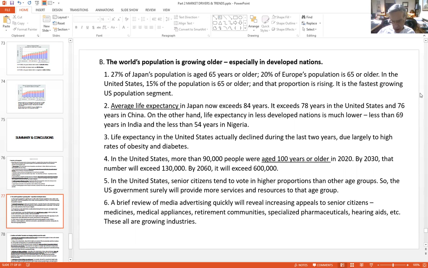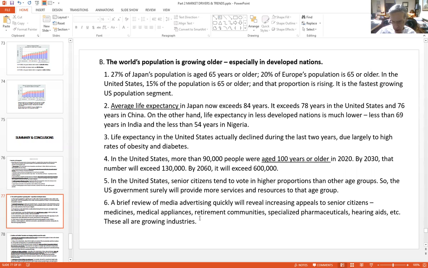Incidentally, if I didn't mention it, the people that I talked about that are going to grow to 600,000 are people who are 100 years old or older. I'm not sure I mentioned that, but these folks are really old, and yet as time passes, 100 will be the new 85 or something like that.